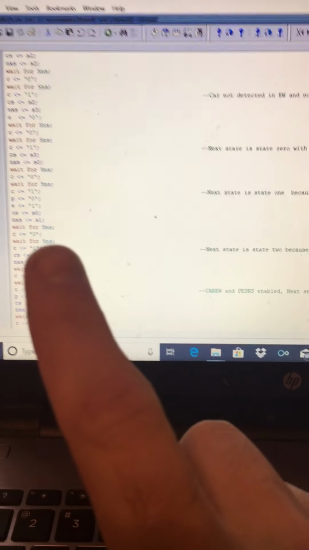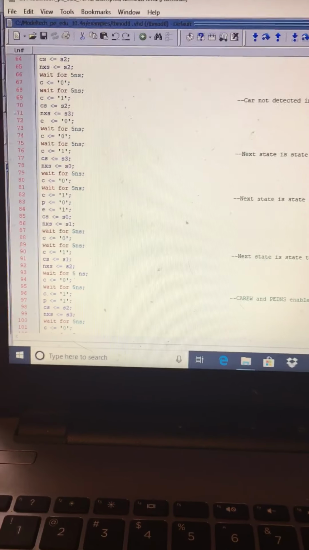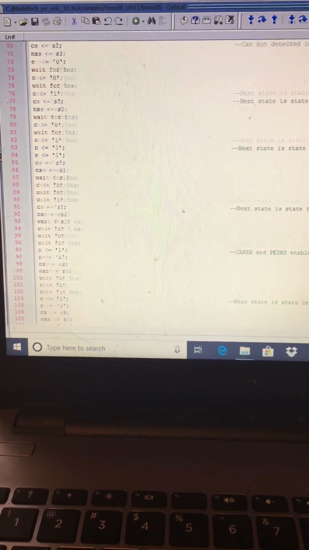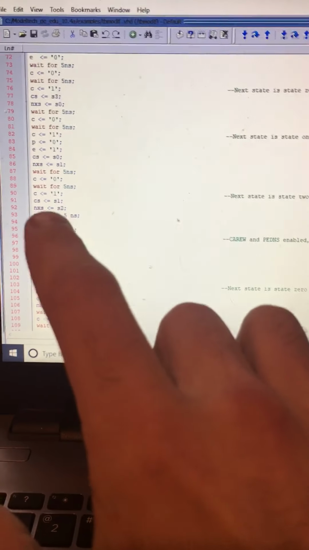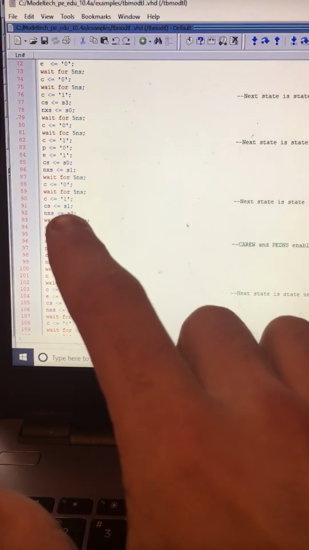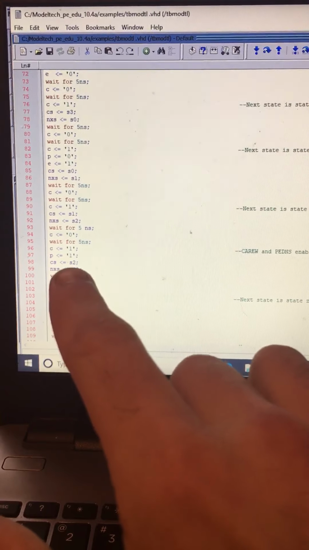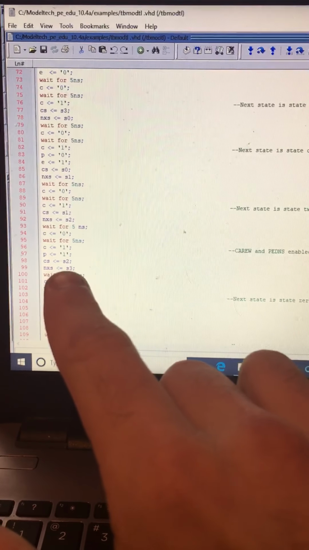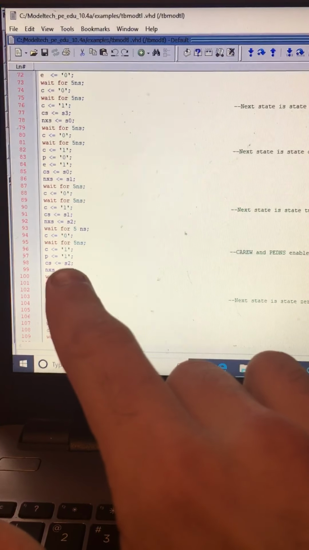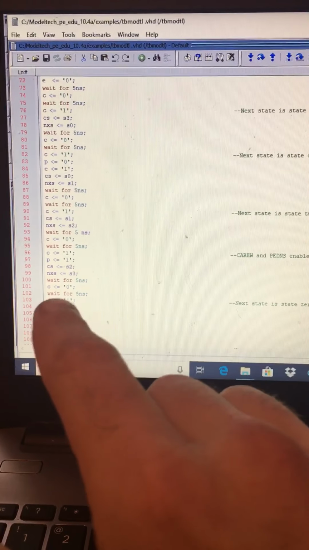Car in the east-west direction is detected, no pedestrian, so the next state is state 1. At the next rising edge, the current state is state 1, the next state is state 0, and at the next rising edge, a pedestrian is detected, and so also is a car in the east-west direction, so the next state is state 3.